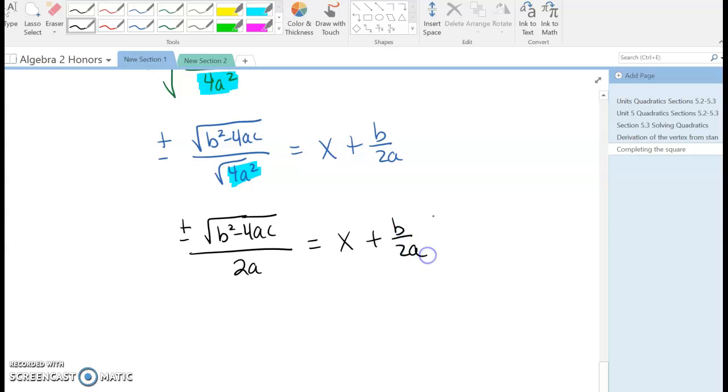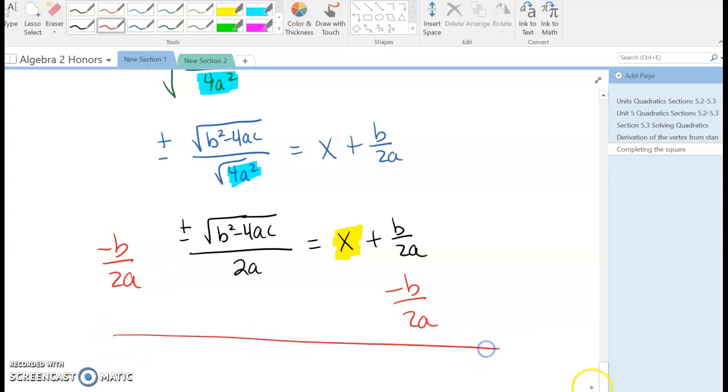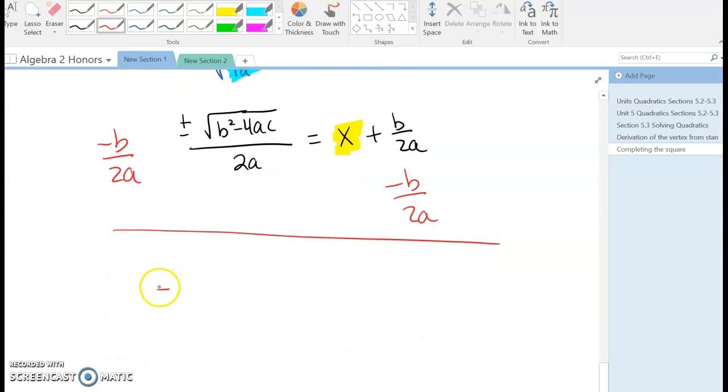And I like that because on the right-hand side, to isolate x, I'm going to have to subtract b over 2a. And so I'm going to do that on the left-hand side. And so what I end up with is negative b over 2a plus or minus the square root of b squared minus 4ac over 2a. And that should equal x.